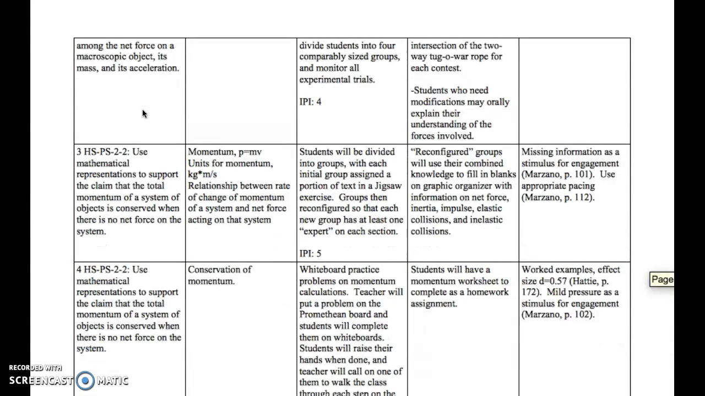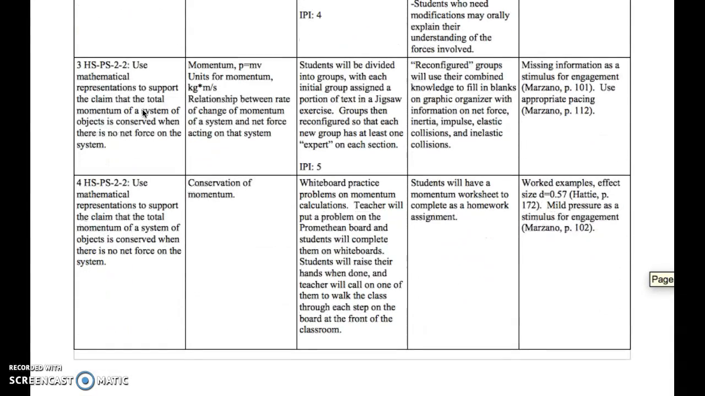The third standard is use mathematical representations to support the claim that the total momentum of a system of objects is conserved when there is no net force on the system. So this will be our introduction to momentum. They'll learn the equation P equals mass times velocity. They'll learn the units, kilogram meters per second, and the relationship between the rate of change of momentum of a system and net force acting on that system.